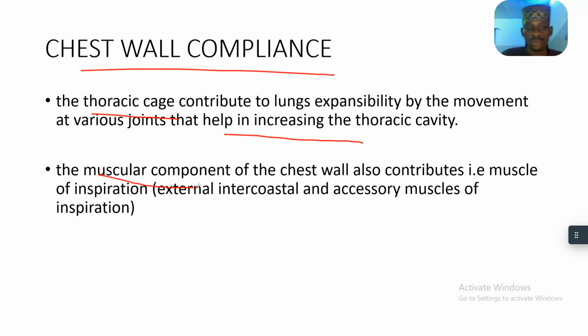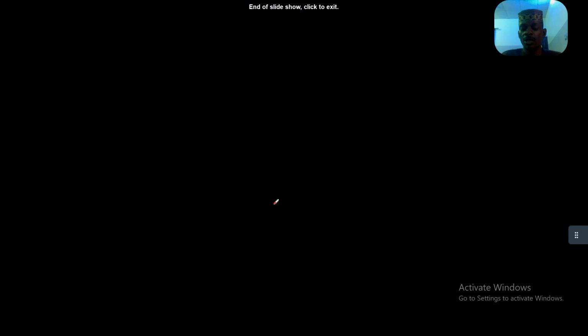Now we say that the muscular components of the chest wall will also contribute. Muscles of inspiration will also contribute. We have the external intercostals and the accessory muscles of inspiration, I think the anterior serratus muscle, the sternocleidomastoid muscle, and so on and so forth. So that, guys, we are done discussing the lungs and the chest compliance.